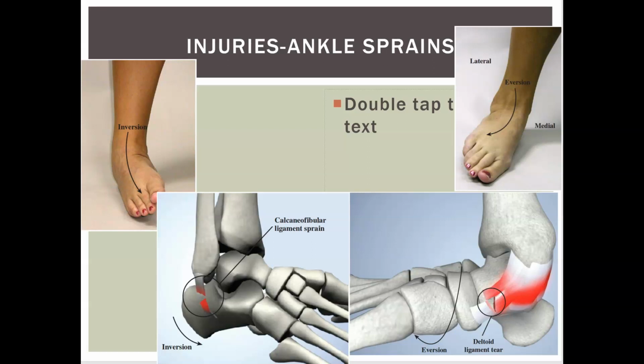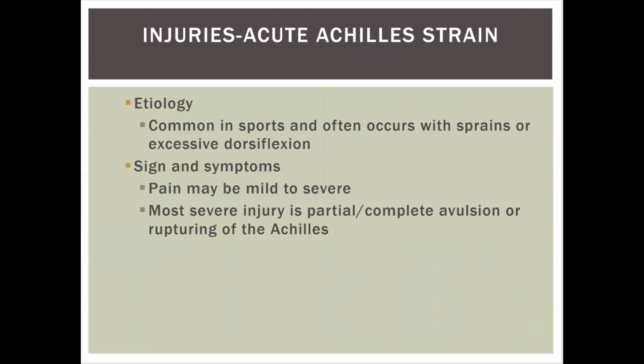Okay, we also have the potential for somebody having an Achilles strain. It is very common in sports, and it happens when there's excessive dorsiflexion or tight gastroc and soleus. The pain can be mild to severe, and it can be either a partial or a complete rupture. I've only had a handful of patients with this, but all of them have told me that it felt like they were shot in their leg. None of them have ever been shot before, but that's just what they kind of explained that as.